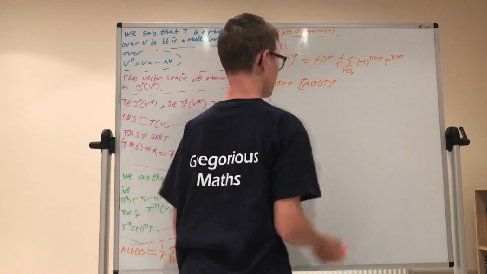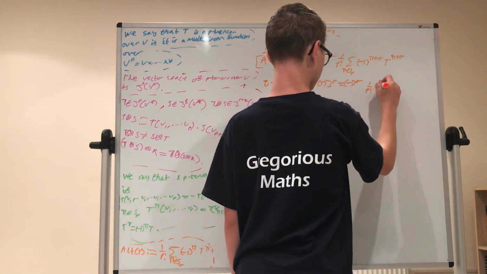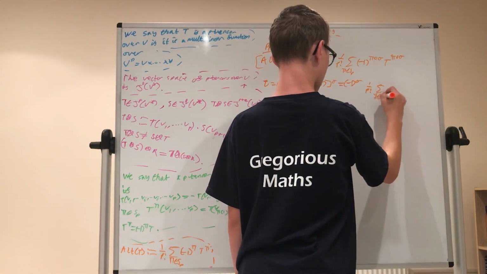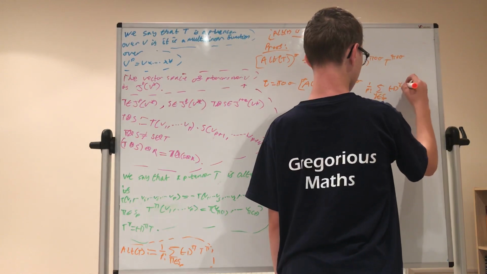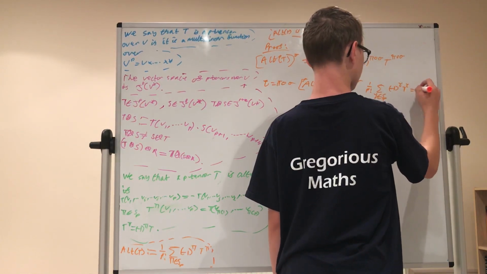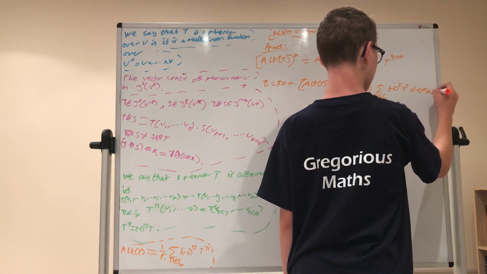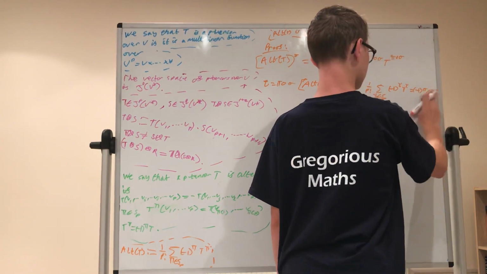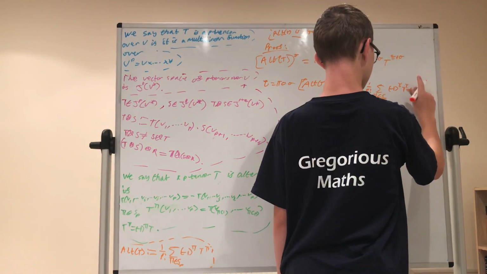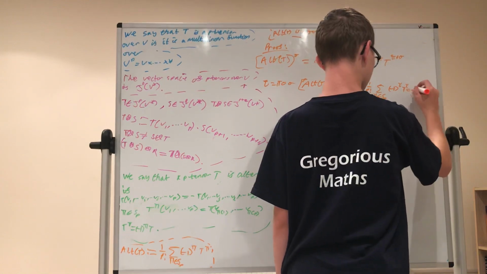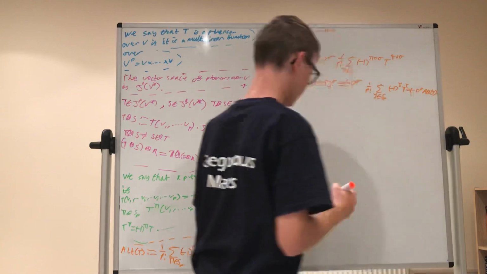we get that alt of t to the sigma is equal to negative 1 to the sigma 1 over p factorial times the sum over all tau in the permutations of negative 1 to the tau t to the tau, and this is -1 to the sigma alt of t.